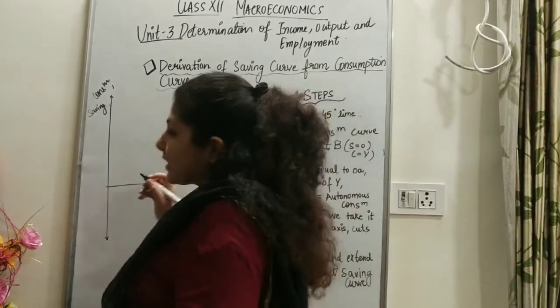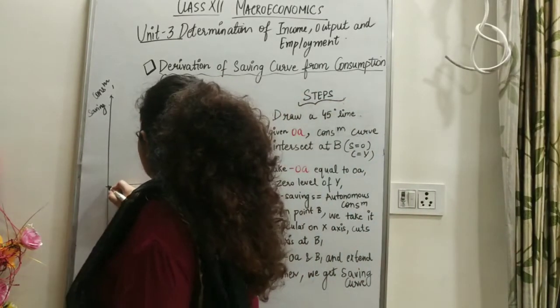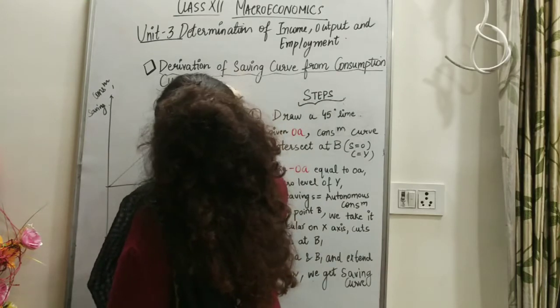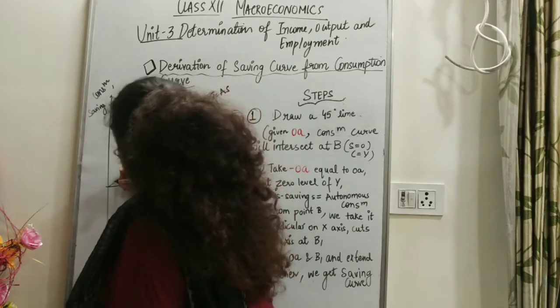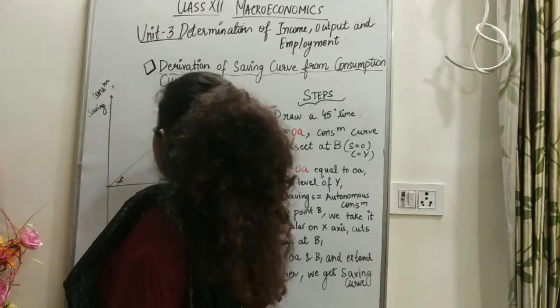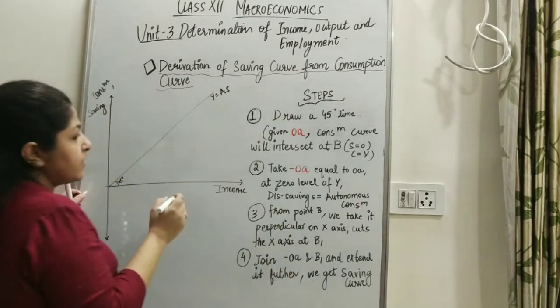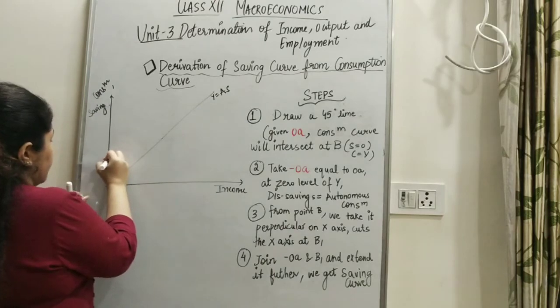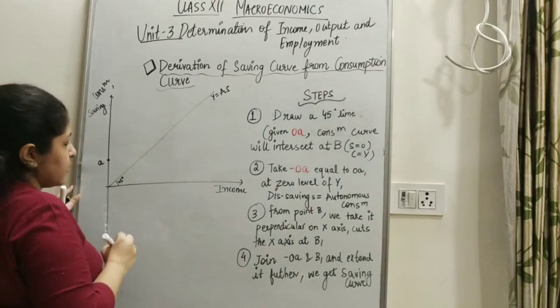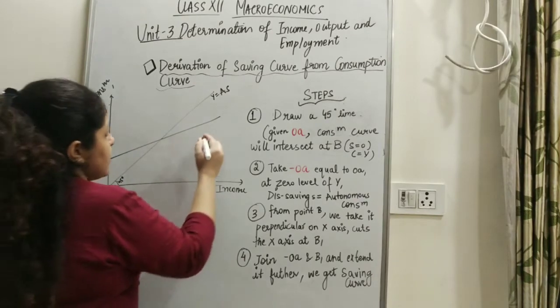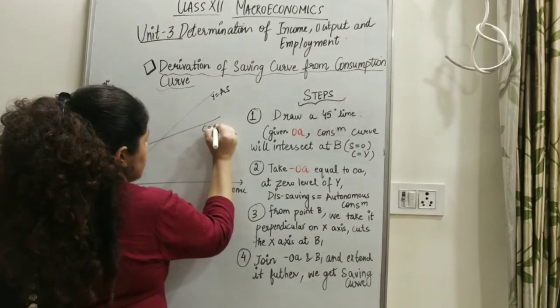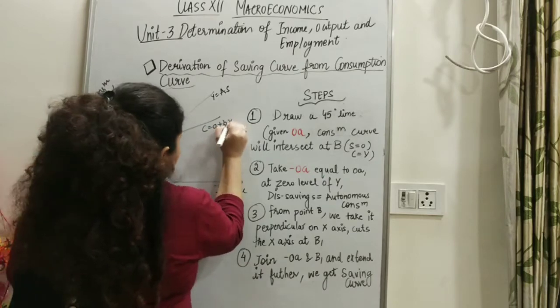So first of all, let's make the consumption curve. First, we'll make the 45-degree line, that is, income is equal to AS line. This is known as the 45-degree line. After that, we'll make the consumption curve that starts from a positive axis, point A, that is autonomous consumption, and there's a direct relationship between income and consumption. So C is equal to A plus BY, which will be an upward sloping curve.